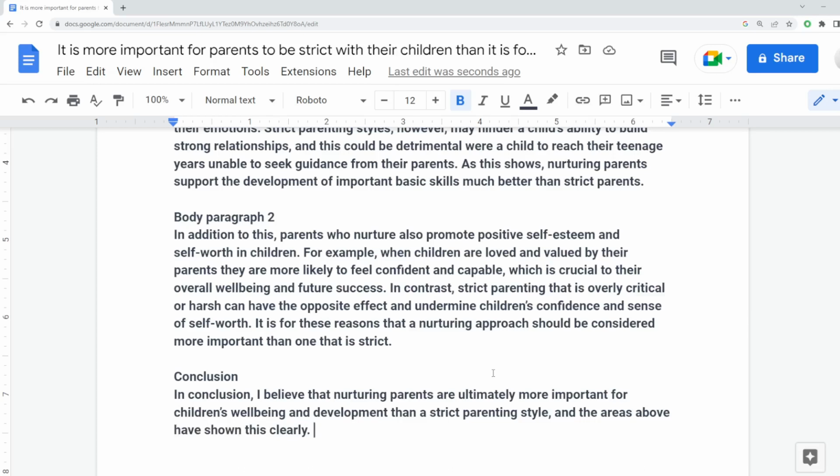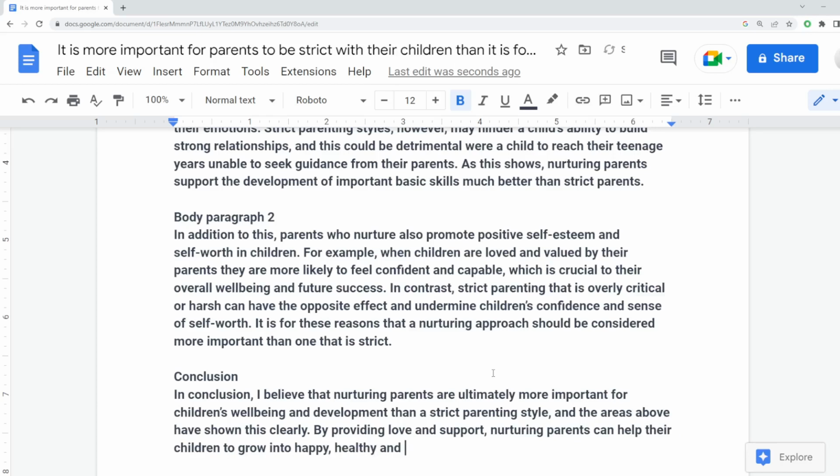And so now we want to finish the essay with something that gives a sense of closure. So by providing love, support, we'll say love and support, nurturing parents can help their children to grow into happy, healthy, and successful adults. Okay, let's just read that again.